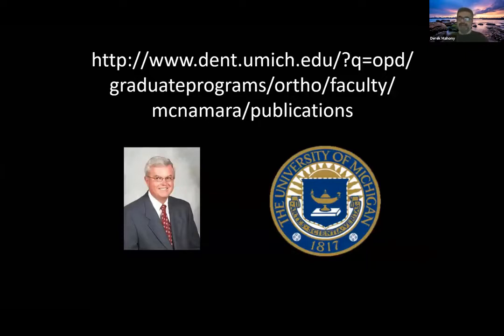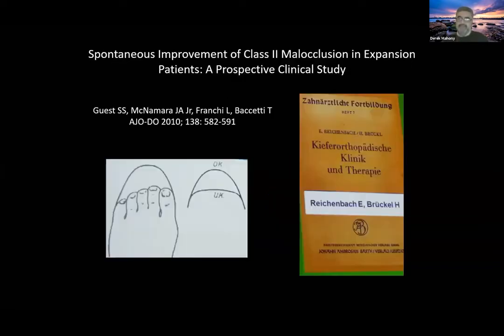Now, I'm going to quote a lot of McNamara papers, and if you want the full version of the paper, go to the University of Michigan graduate programs, slash ortho faculty, slash McNamara publications. They're all there, and they're very, very good papers. So in this paper, back in 2010, this is with Franchi and Baccetti. We'll come to Franchi and Baccetti again when we talk about timing of treatment, because their excellent analysis was able to demonstrate those changes, right?